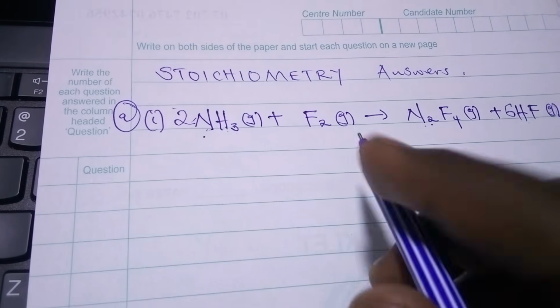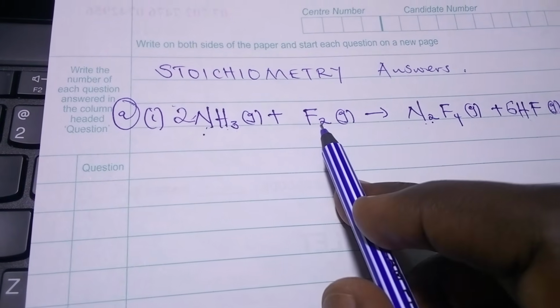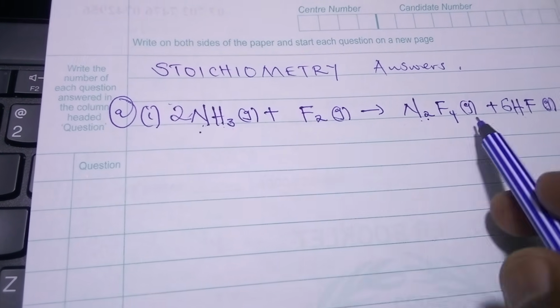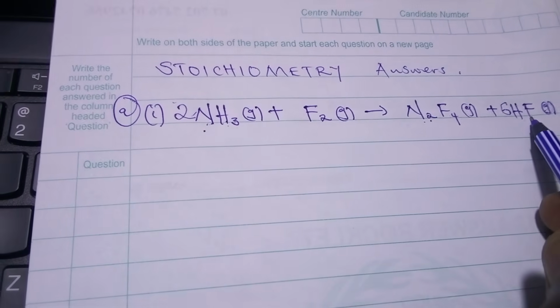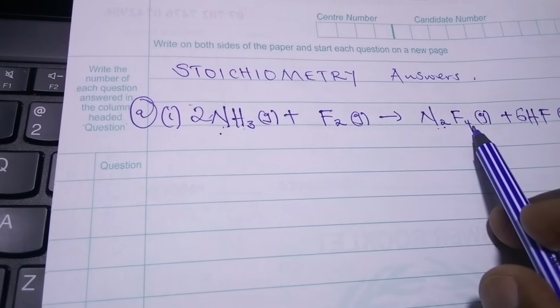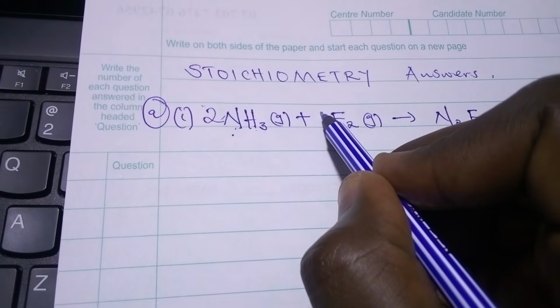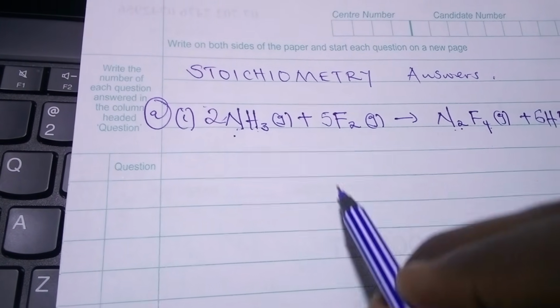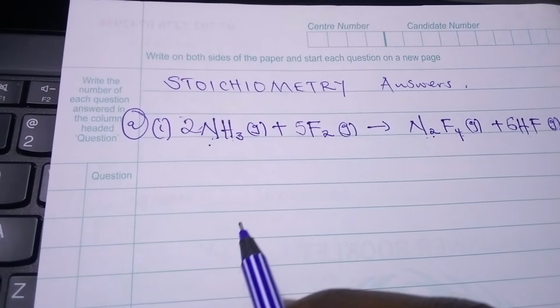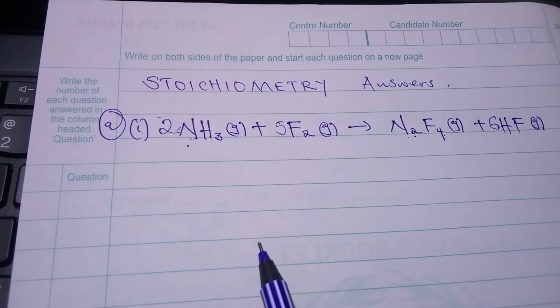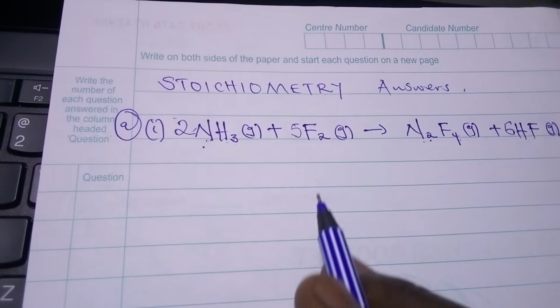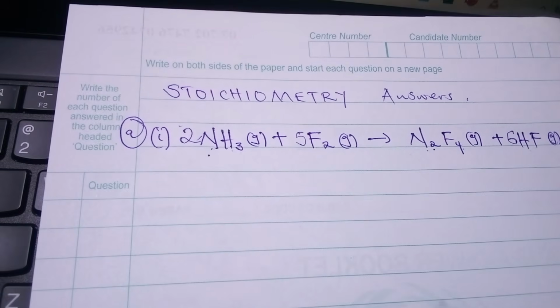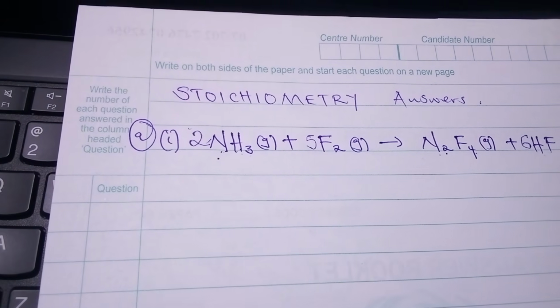From there I go to fluorine, that is 2 fluorine. There I'm having 6 plus 4, which is 10. So that simply means that I am supposed to put a 5 in front of fluorine. If you counter check, you find that the equation is balanced. So this is our final answer. We proceed to the next question.